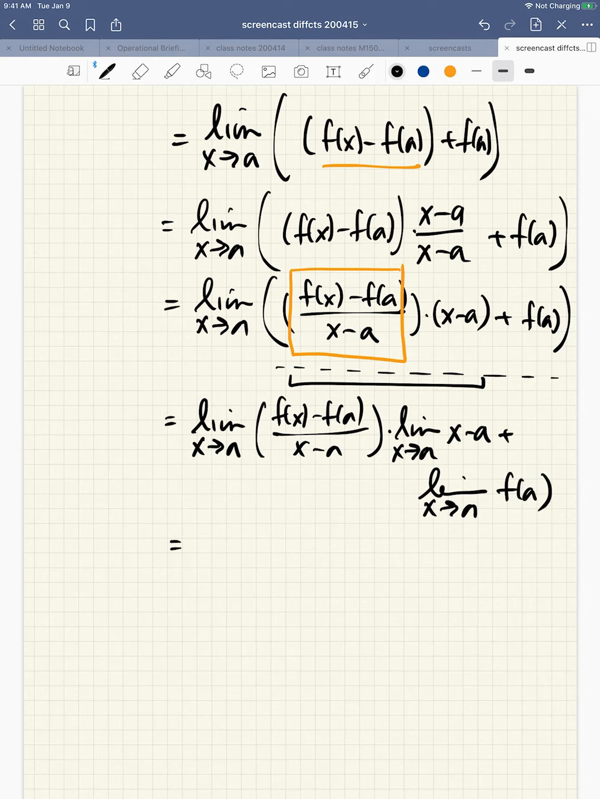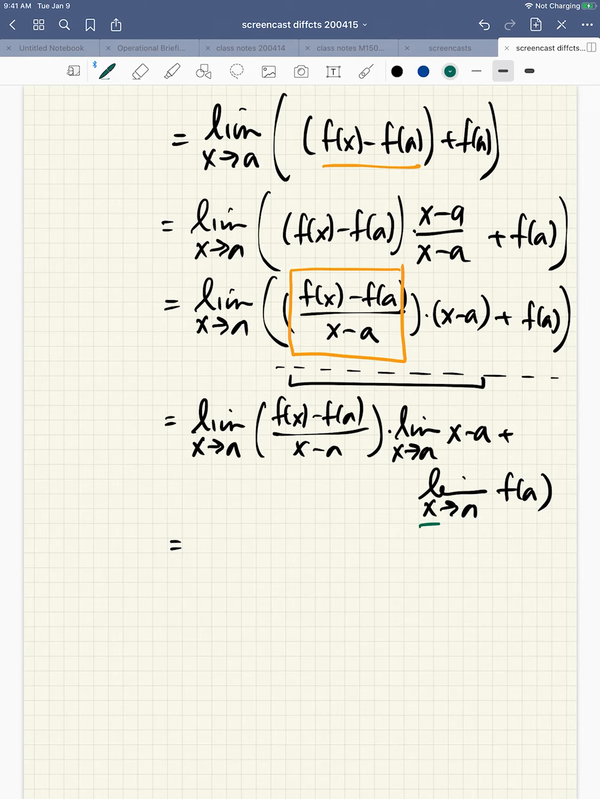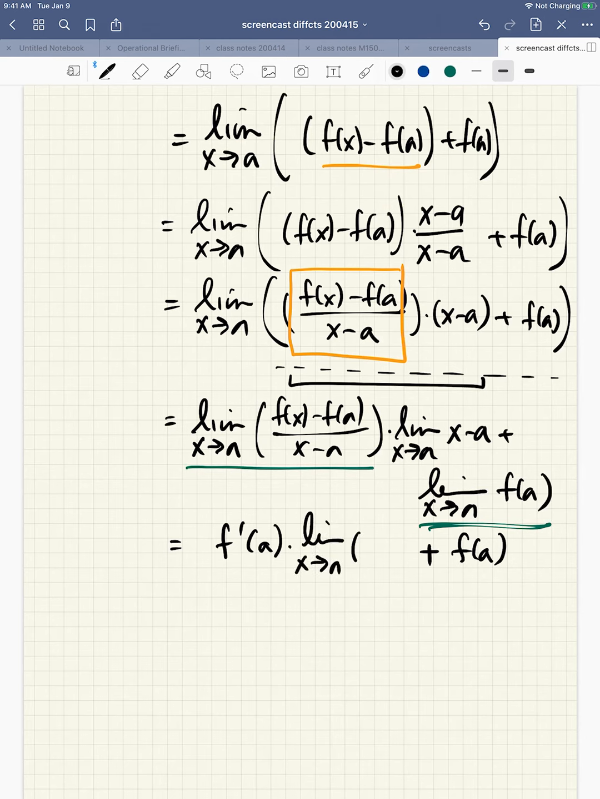Okay, so what does this mean? Well, let's do the easy one first. This here, I'm taking the limit of a constant, so that's just equal to f of a. So I'll write that in last here, f of a. That's easy enough. Now let's look at this. This is the derivative, f prime of a, the definition of the derivative. So I can write that as f prime of a. And then just let me leave this here for a second.